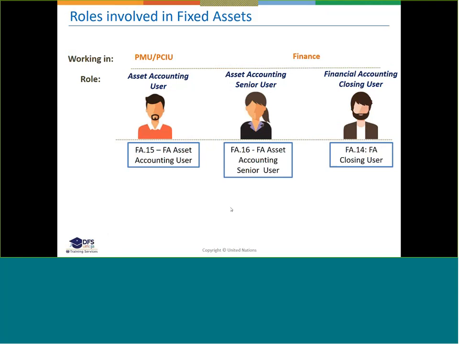So now we're going to see who is involved in this fixed asset accounting process. We have 3 users, as you can see. We have the FA15 user, what we call asset accounting user, and this is normally sitting in PMU PCIU. And we will see what the responsibilities of PMU PCIU are. And then there is the FA16 user, which is the asset accounting senior user, that is finance. All right, and then FA14, which is the FA closing user, which is finance, but normally in UNS2.